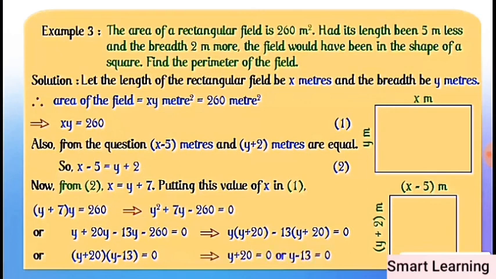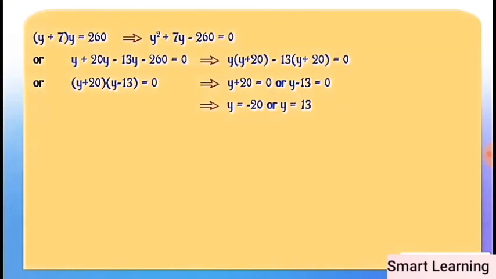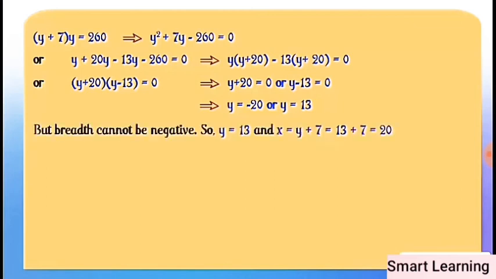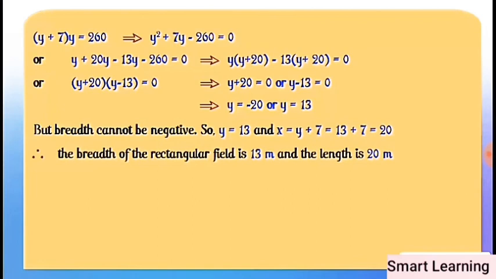This implies y plus 20 is equal to 0 or y minus 13 is equal to 0. This implies y is equal to minus 20 or y is equal to 13. But breadth cannot be negative. So, y is equal to 13 and x is equal to y plus 7, which is 13 plus 7, equal to 20. Therefore, the breadth of the rectangular field is 13 meter and the length is 20 meter. Therefore, its perimeter is equal to twice 13 meter plus 20 meter, equal to 66 meters.